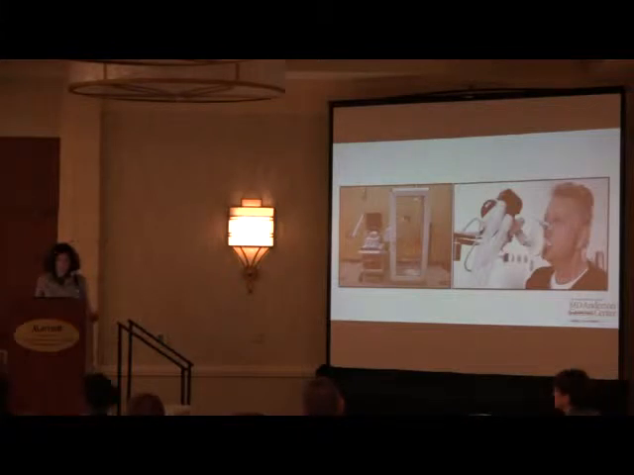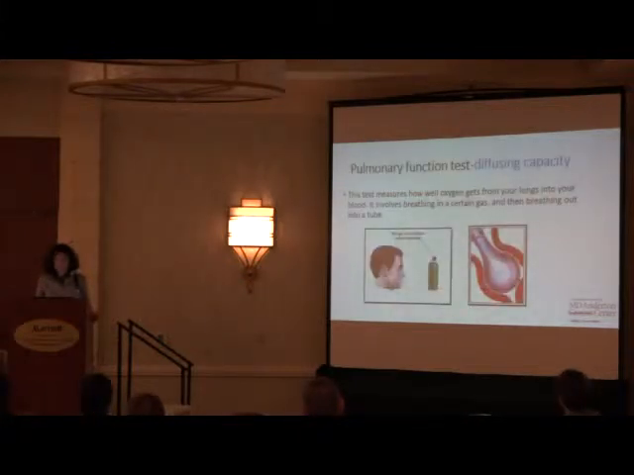Now, diffusing capacity measures how well the oxygen gets from your lungs into the blood. And it involves breathing in a certain gas and then breathing it out. Again, we get the number and we tell you if it's decreased or not. If there is a lot of scarring, we do expect that this number will go down.